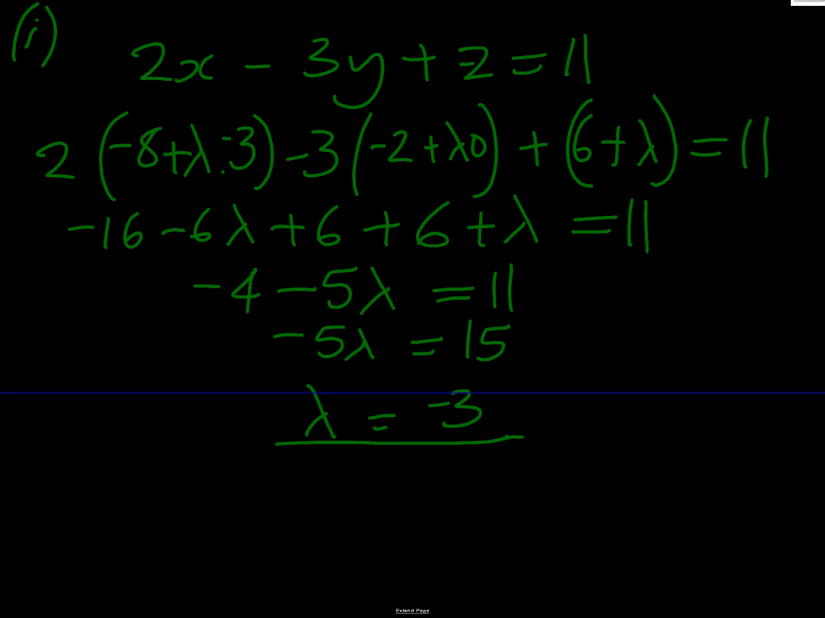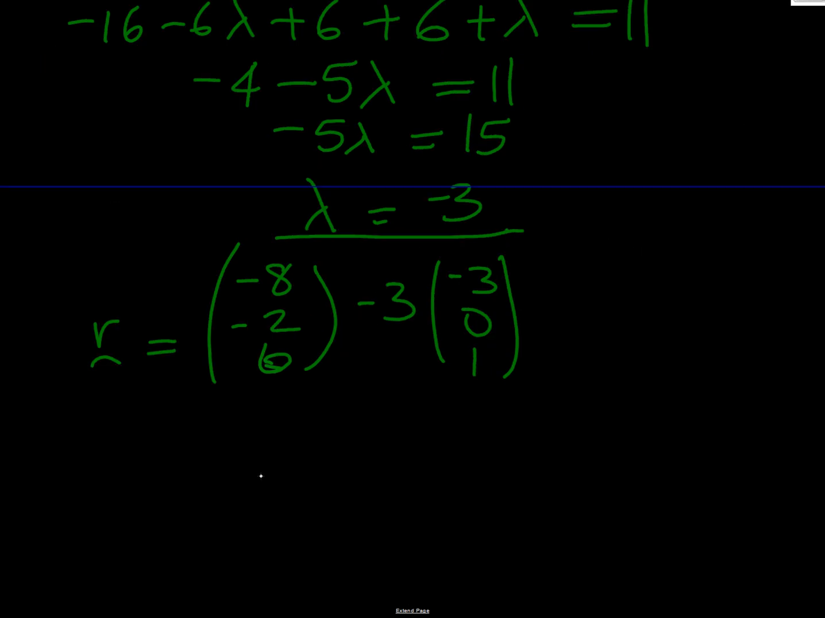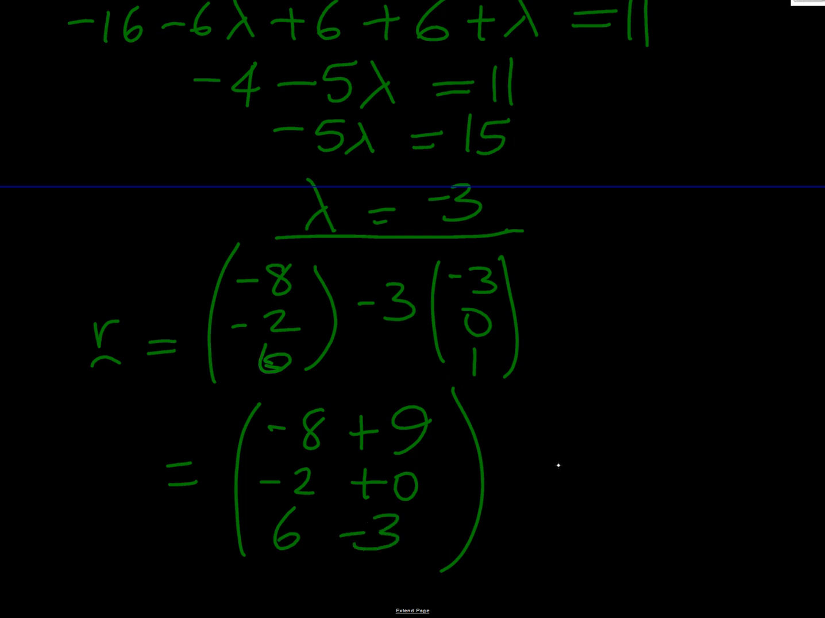Now I can substitute that back into my line equation. So here's my line equation I've just written. I need to put a lambda value in, so I'm going to put my minus 3 in for lambda. So what am I going to have? I'm going to have minus 8 plus 9, then minus 2 plus 0, and then I've got 6 and minus 3. So I've got 1, minus 2, 3. So that's my point of intersection.